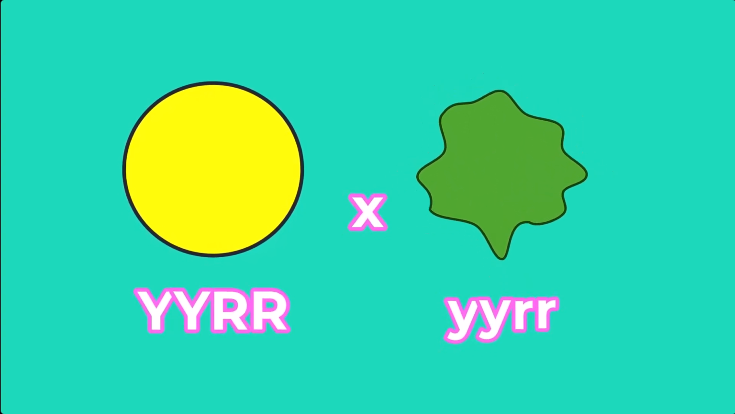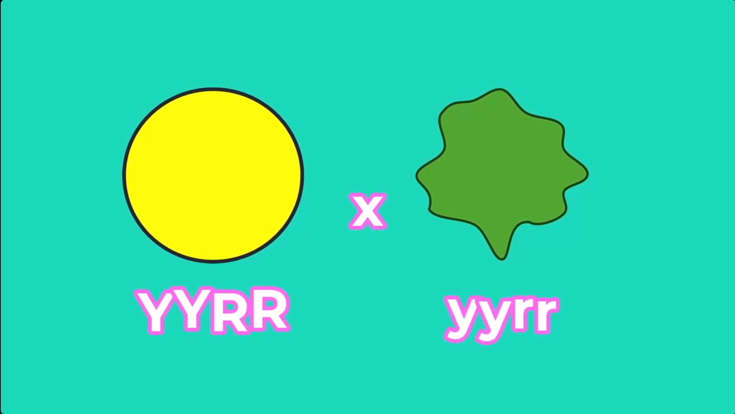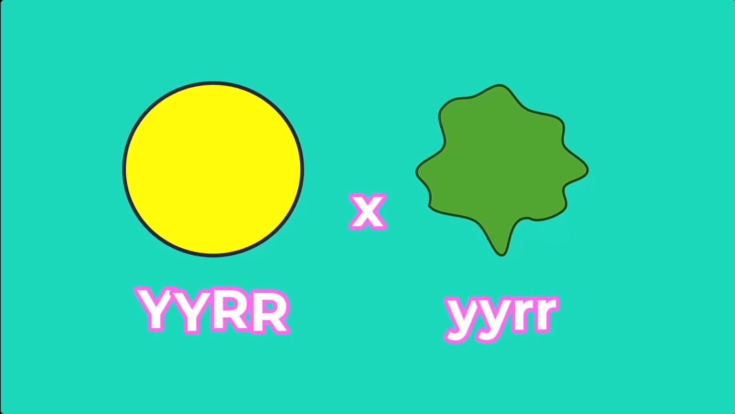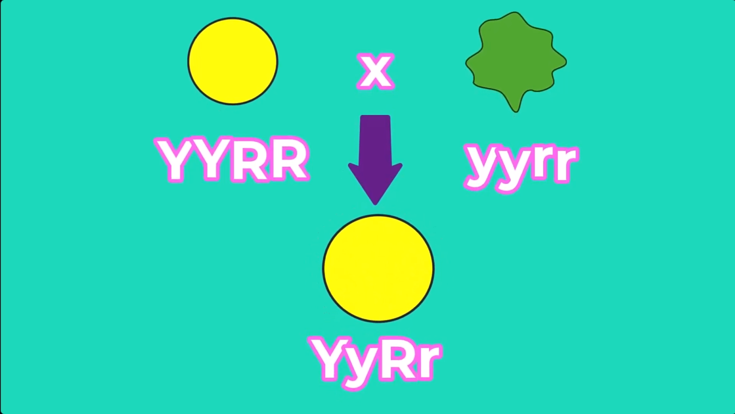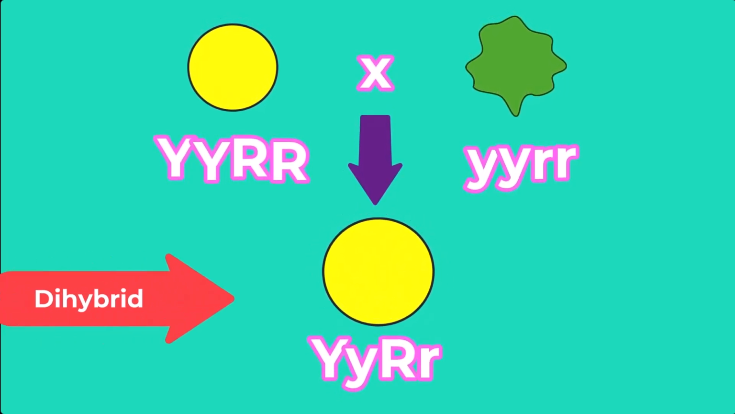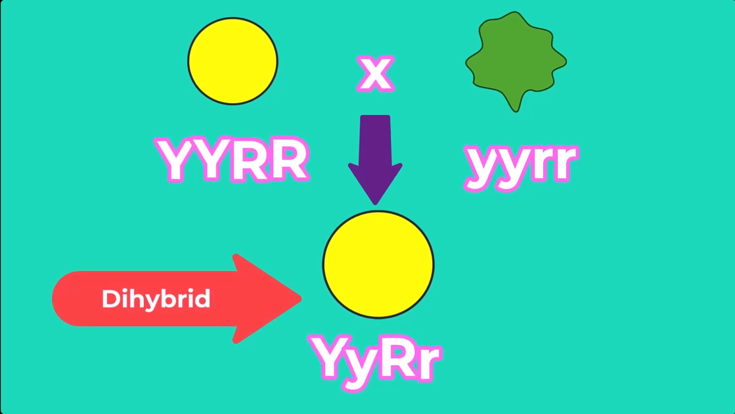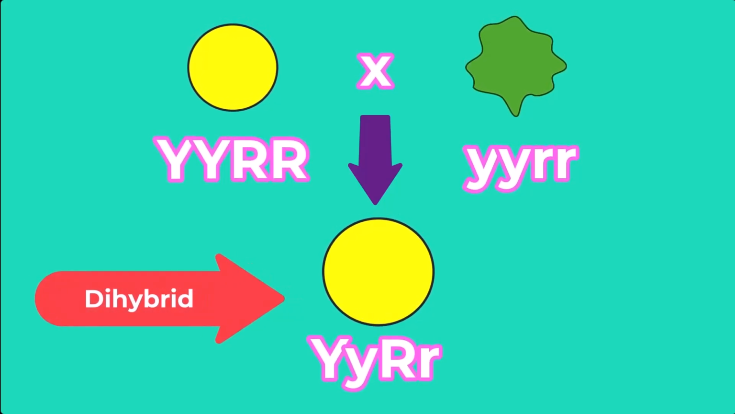Mendel crossed homozygous plants having round yellow seeds with plants having wrinkled green seeds. The union of these gametes from the P generation yields hybrids that are heterozygous for both characteristics. These are known as dihybrids.